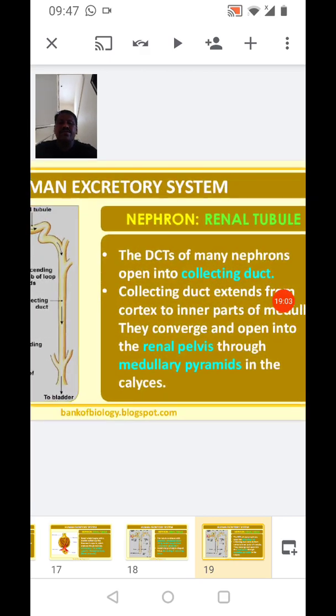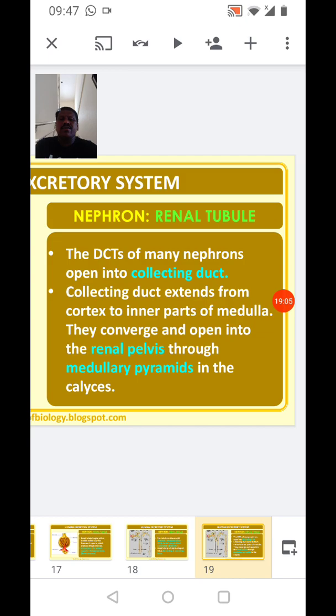Here you can see the DCT, meaning distal convoluted tubule, of many nephrons opens into a straight collecting duct. The collecting ducts extend from the cortex into the medulla. In the medulla, the straight ducts will join with each other and form the Bellini duct. They open into the renal pelvis through the medullary pyramids.